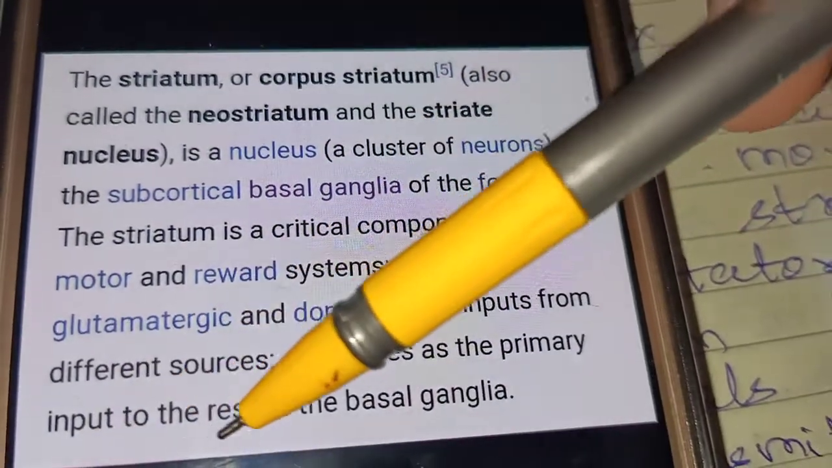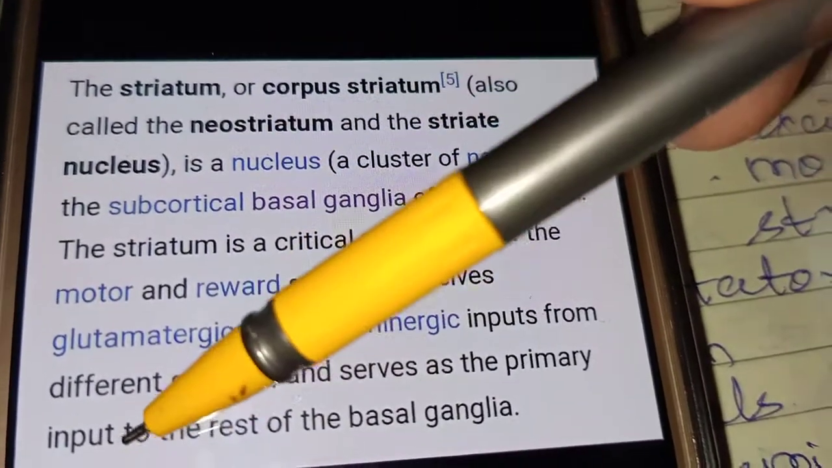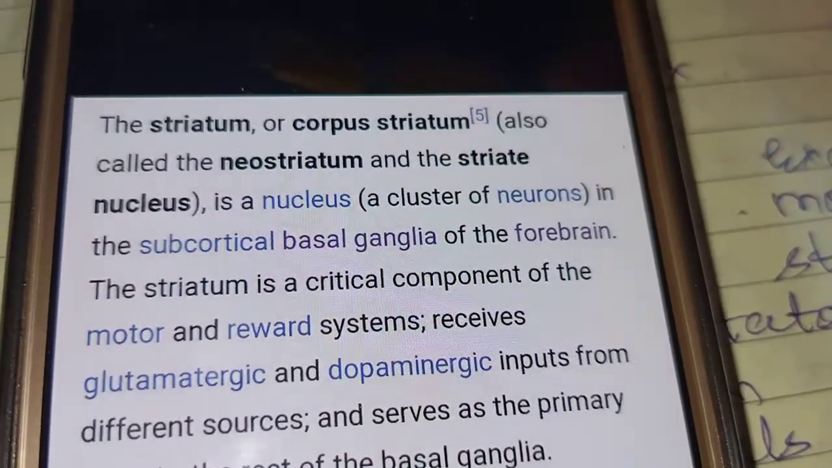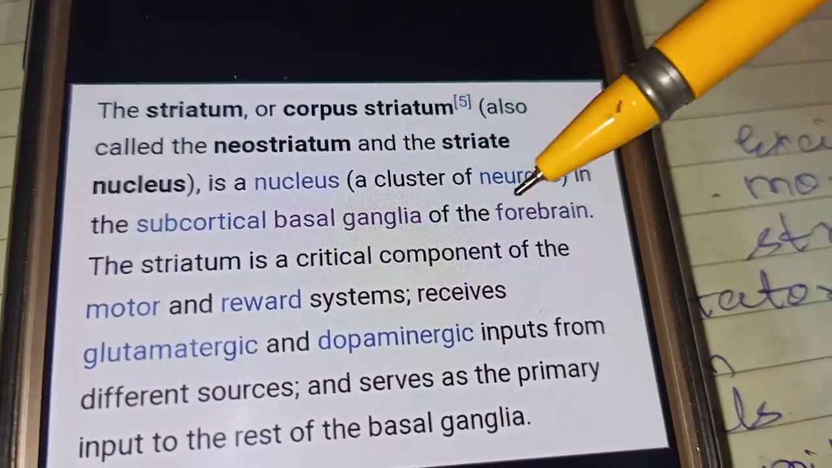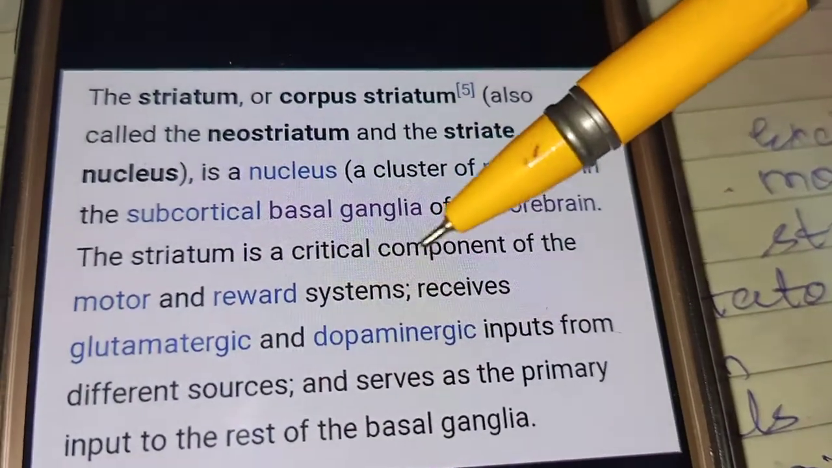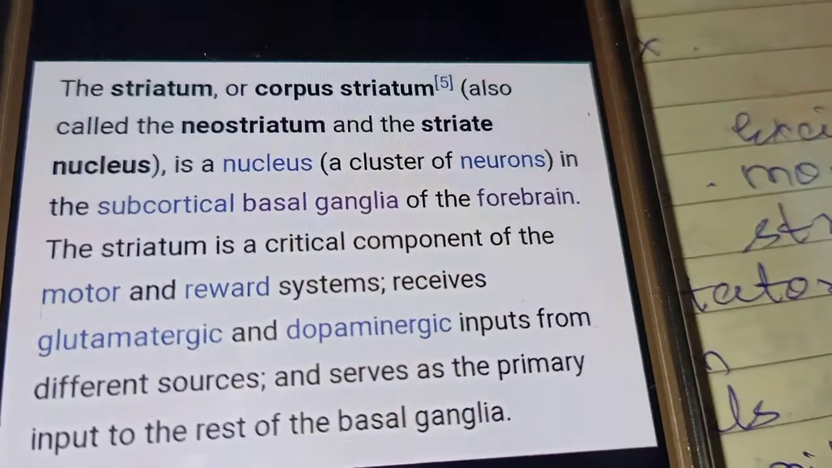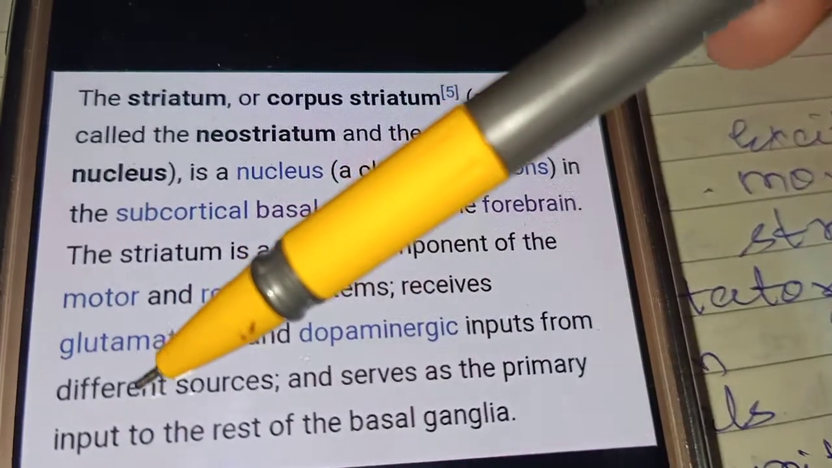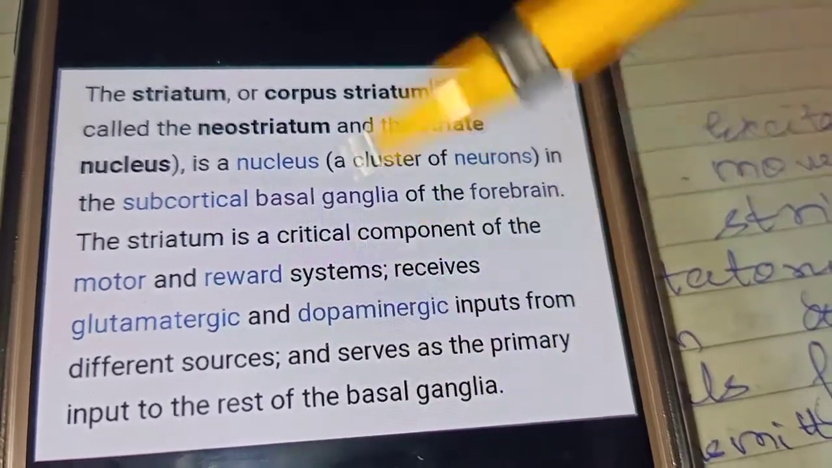So you get the input signals in the striatum. From where you get the input signals, we'll see when I proceed further. But just remember, the striatum is a nucleus, a cluster of neurons present in the forebrain, and it is included in the motor and reward system. These are neurotransmitters. So what does the corpus striatum receive? Glutamatergic and dopaminergic inputs, and these inputs are further forwarded to the components of the basal ganglia.